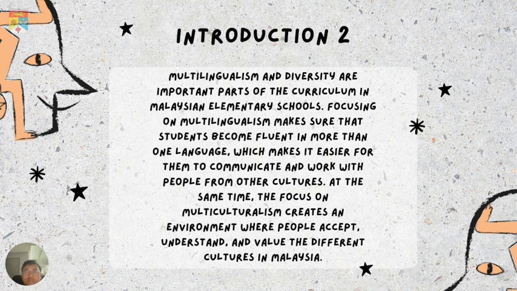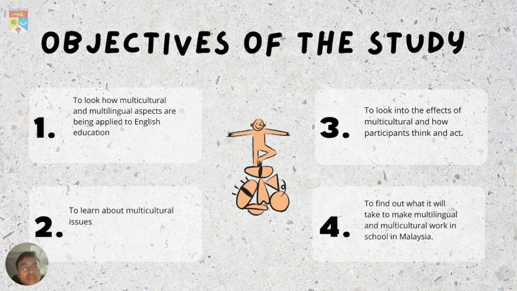Multilingualism and diversity are vital parts of the curriculum in Malaysian elementary schools. Focusing on multilingualism makes sure that students become fluent in more than one language, which makes it easier for them to communicate and work with people from other cultures. At the same time, the focus on multiculturalism creates an environment where people accept, understand, and appreciate the different cultures in Malaysia. Now we move on to the objectives of the study.